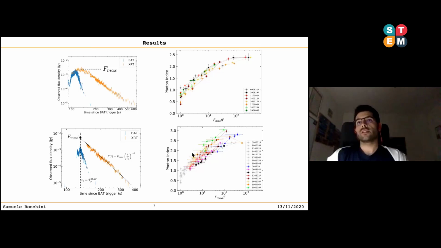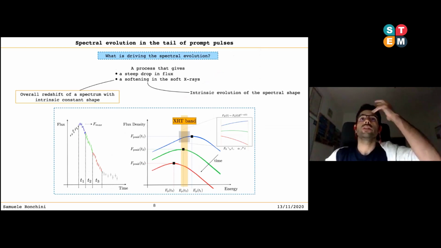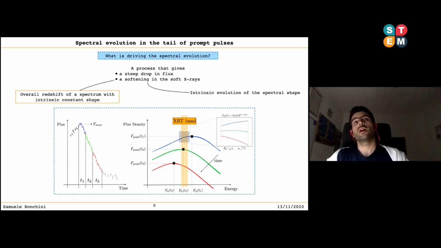So since this relation seems to be quite universal, we thought that it's necessary to search for a universal process that is shaping this spectral evolution. So we need for this a process that gives a steep drop in flux and at the same time a softening of the spectrum in the soft X-rays.